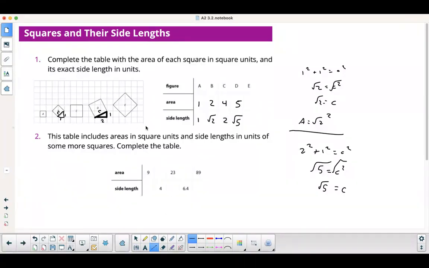Last one over here, this is going to be 2, and then this leg here is 2. Then we've got to find the hypotenuse, because the hypotenuse is the side of the square. So it's going to be 2 squared plus 2 squared equals c squared. We'll call that c. So this is 4 plus 4, 8.